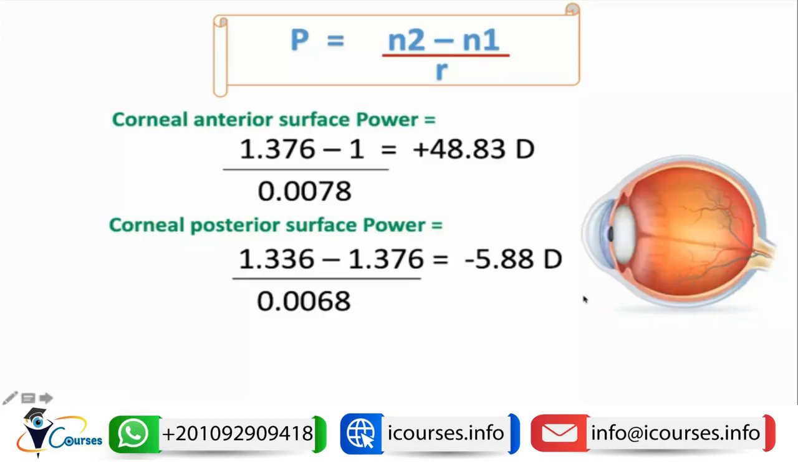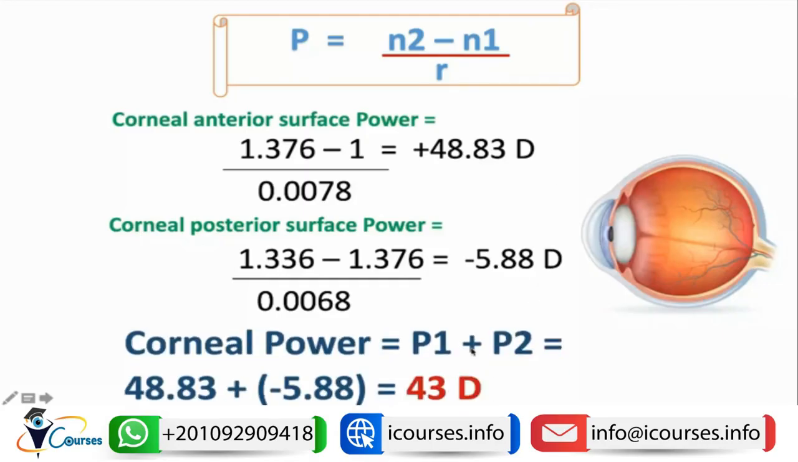So if we need to know the refractive power of the whole cornea, this will be the summation of the power of the anterior corneal surface and the power of the posterior corneal surface. So the net result will be P1 plus P2, or the power of the anterior corneal surface plus the power of the posterior corneal surface, which will be equal to 43 diopters. So this is the regular or average power of the human cornea. It is 43 diopters.